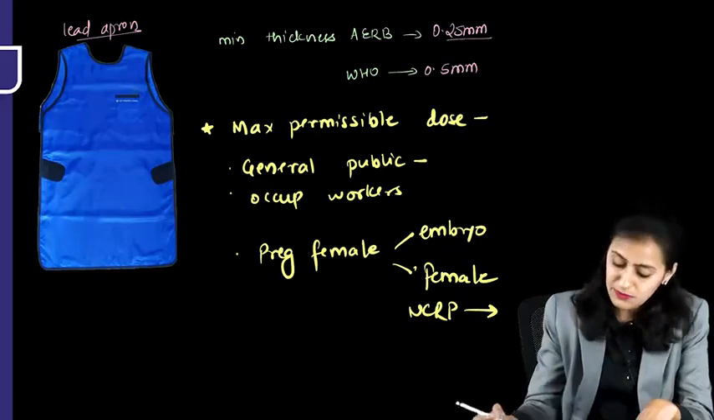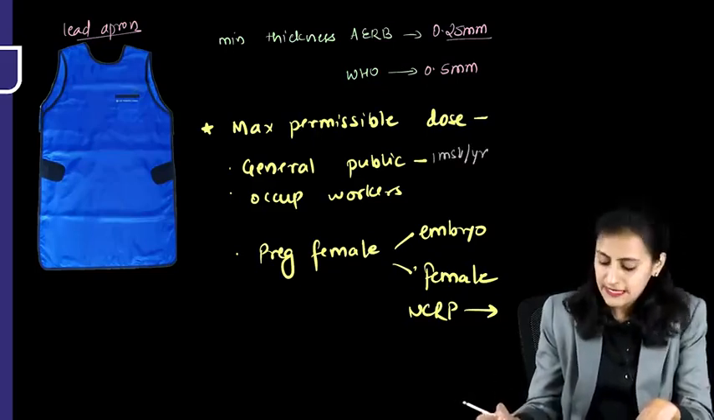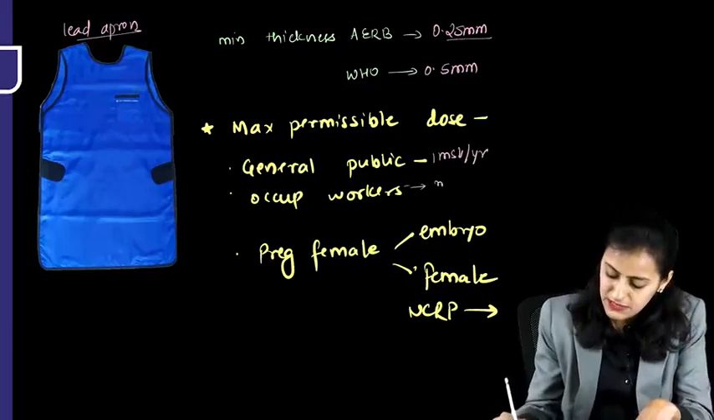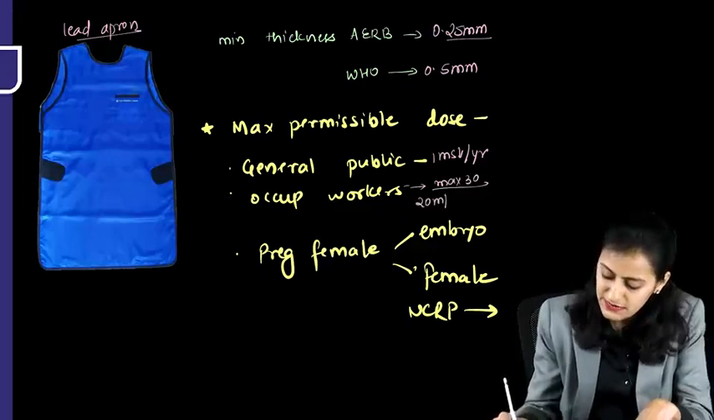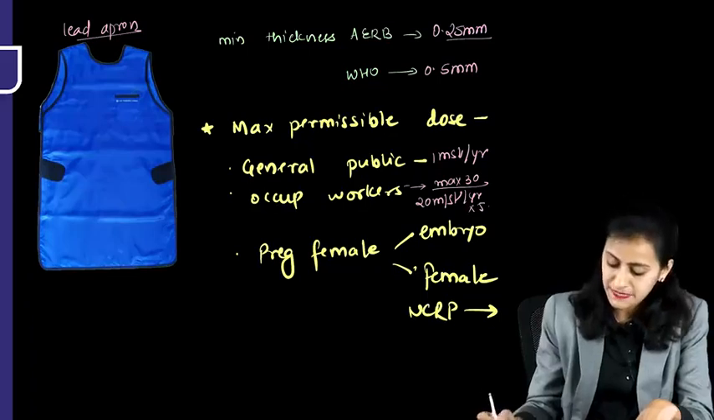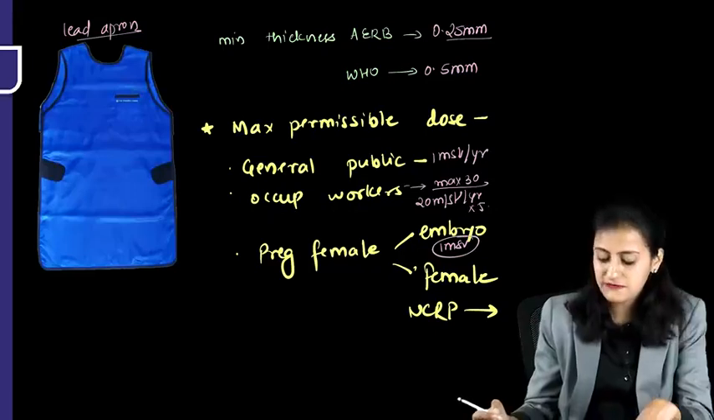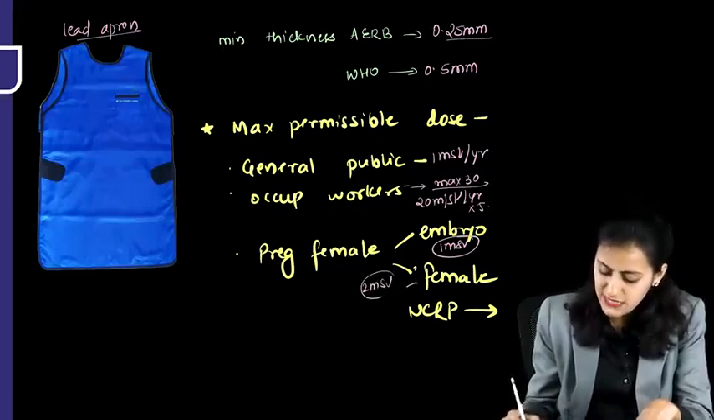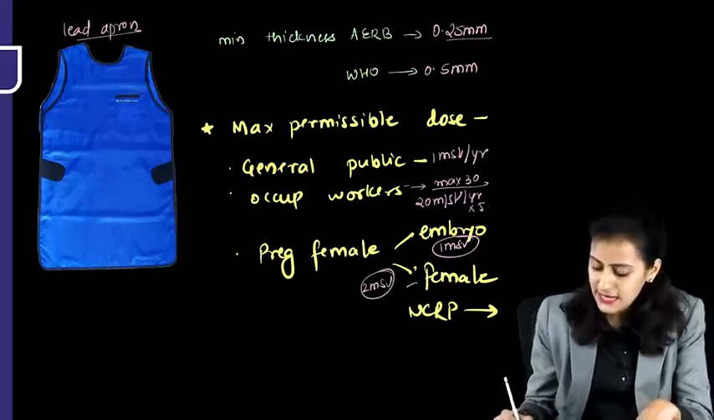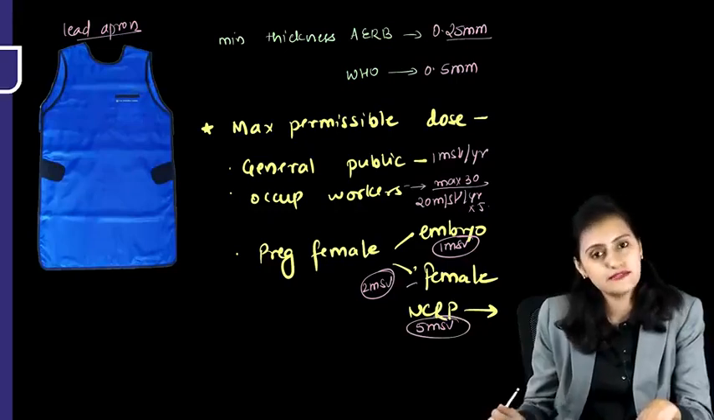What is the maximum permissible dose in general public? It is 1 millisievert per year. In the occupational workers, in any particular year, the maximum is 30 millisieverts. It is 20 millisieverts per year, averaged over 5 consecutive years. In a pregnant female, to the embryo, the maximum dose is 1 millisievert. For the pregnant female, it is 2 millisievert according to Indian guidelines. According to NCRP, the international guidelines, it is 5 millisieverts.